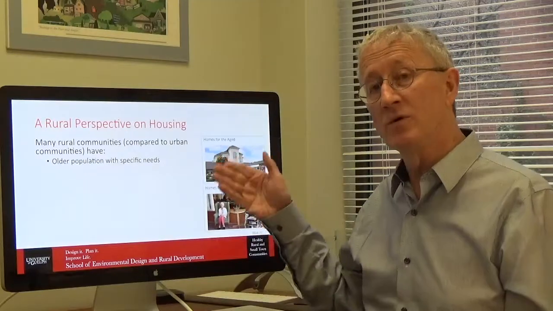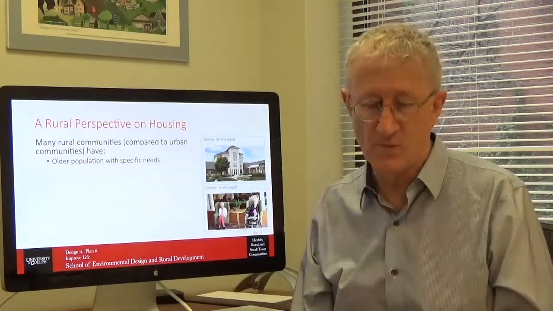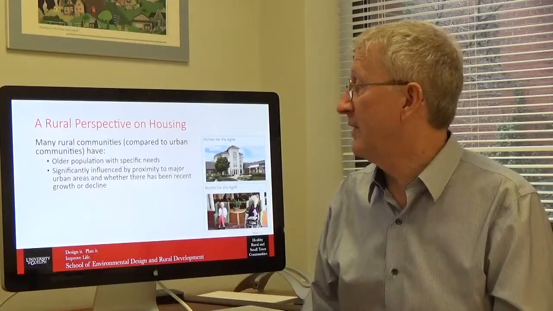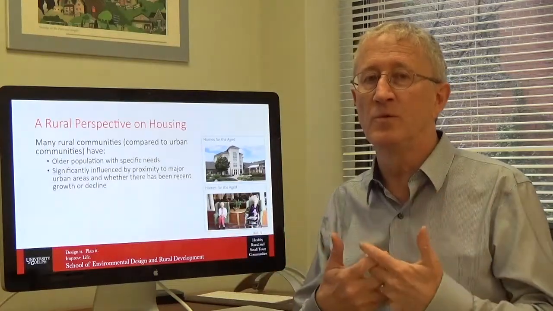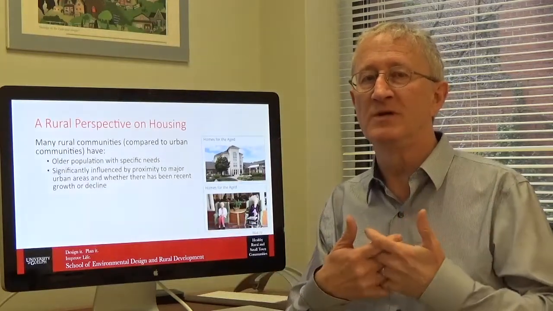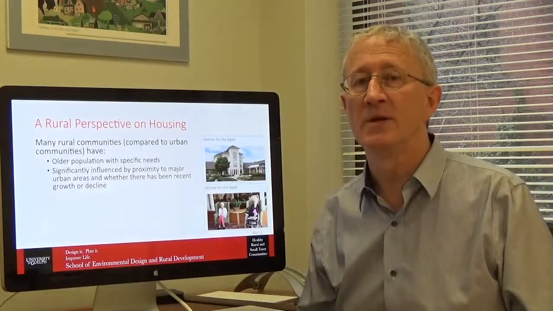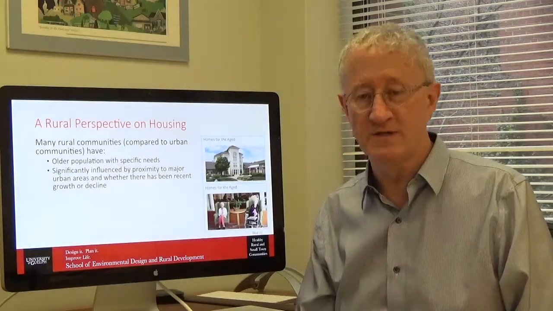The dilemma in many rural communities is that these are really limited in terms of their availability and there's strong demand for them. Significantly influenced by proximity to major urban areas and whether there has been a recent growth or decline. So if you have a home in a rural community, but that community is within the commuter shed of an urban center, you may be limited in your ability to afford what might be inflated home prices because of that proximity.